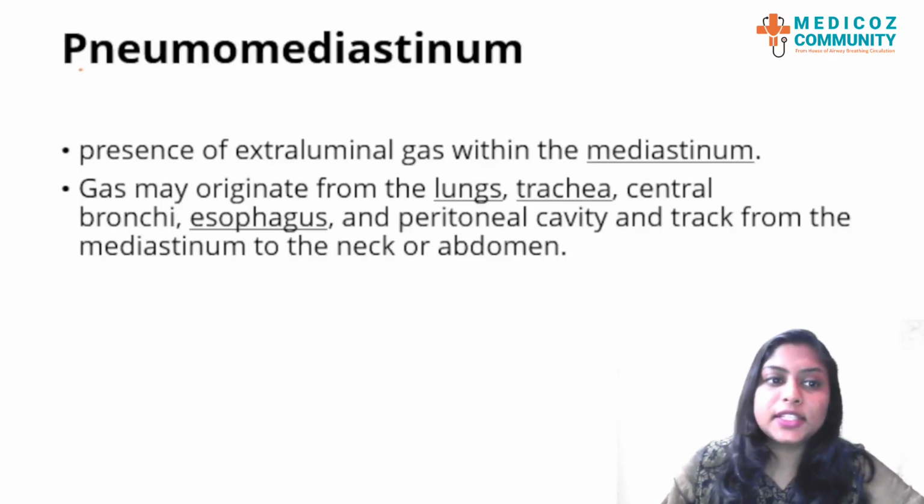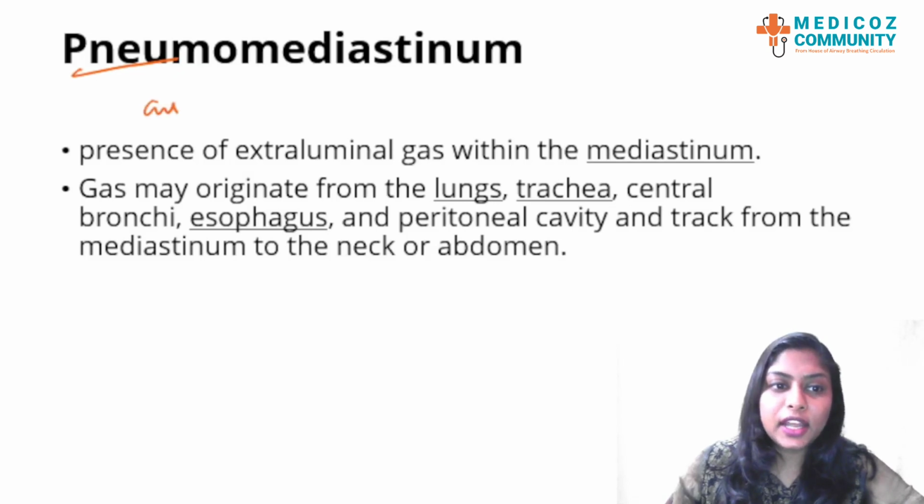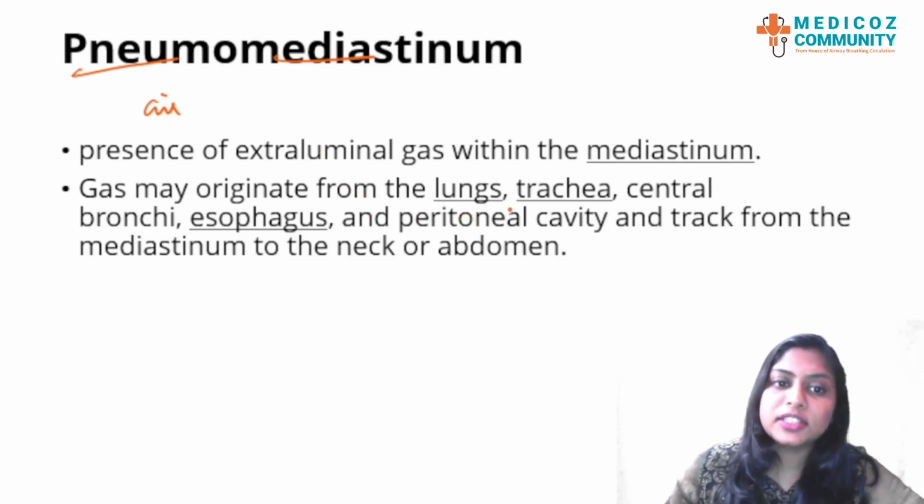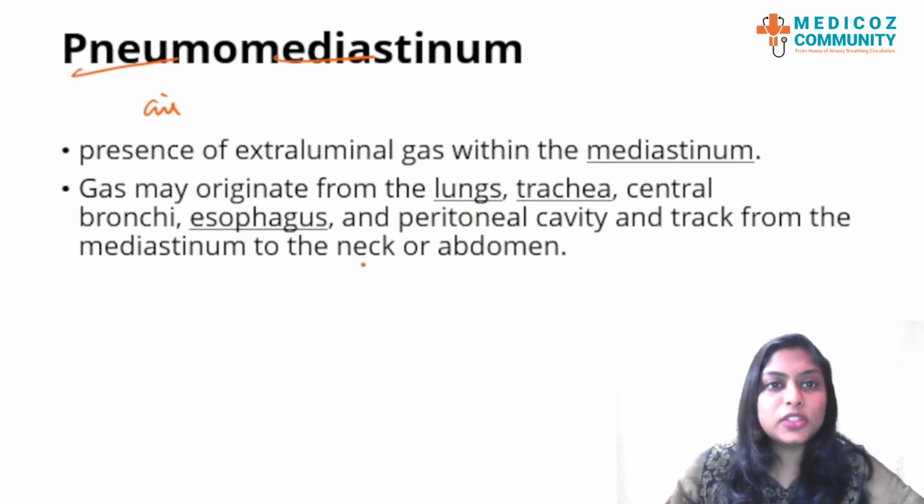Next, coming to pneumomediastinum, pneumo means air, and it is seen in the mediastinum. That is, presence of extraluminal gas within the mediastinum is pneumomediastinum. Where does the air come from? Where is this gas originating from? Either it will come from the lungs, trachea, central bronchi, esophagus, and the peritoneal cavity, and it will track into the neck or into the abdomen.